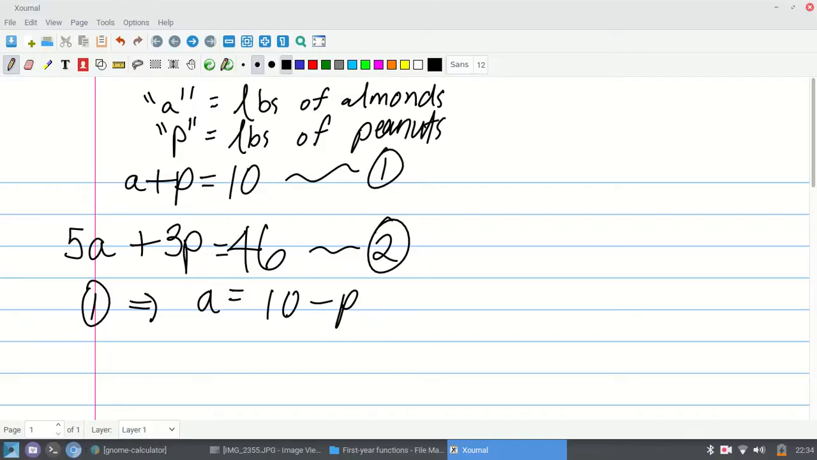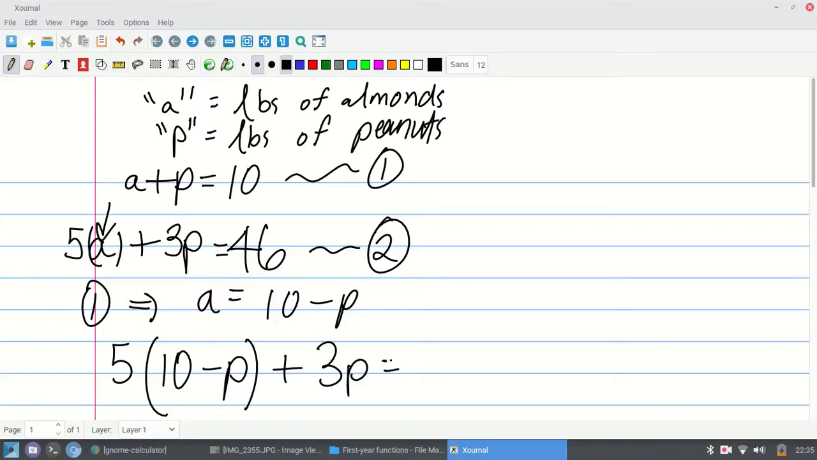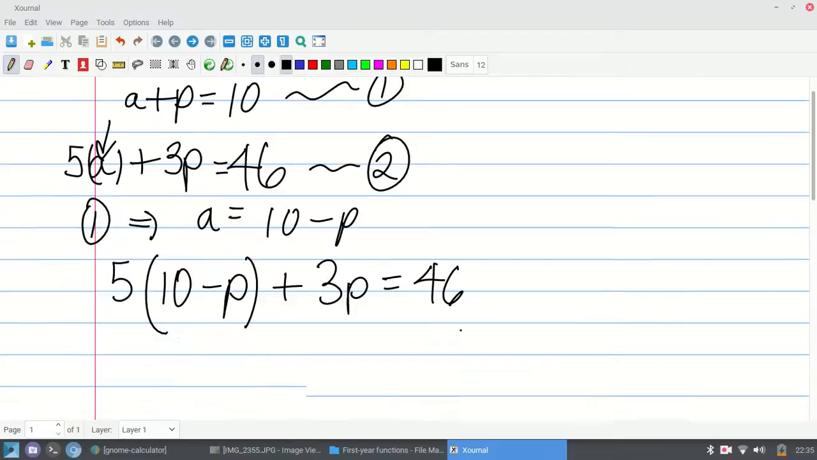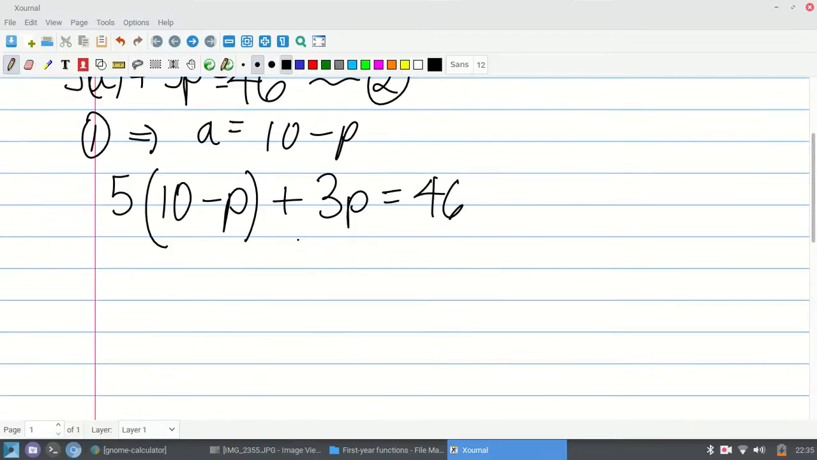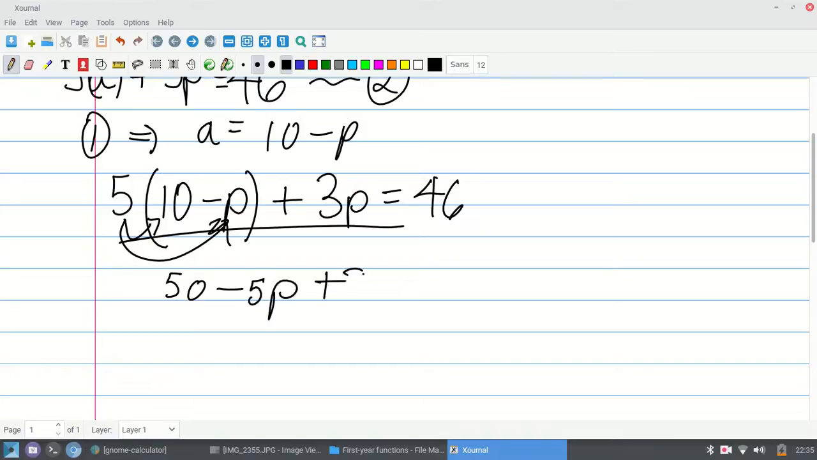So I've got A equals 10 minus P. I can substitute that back into the second equation, where it's multiplied by 5. So here's what you do. You write 5, and don't ever forget the bracket: 5(10 minus P) plus 3P equals 46. And I've got an equation with just P. I expand the 5 in, and I get 50 minus 5P plus 3P equals 46.